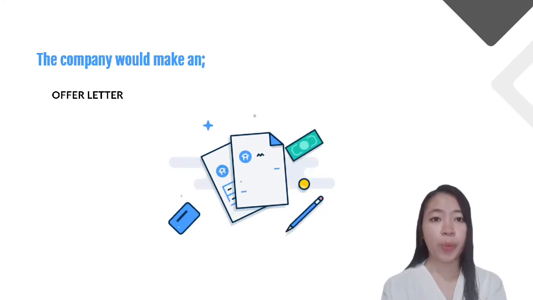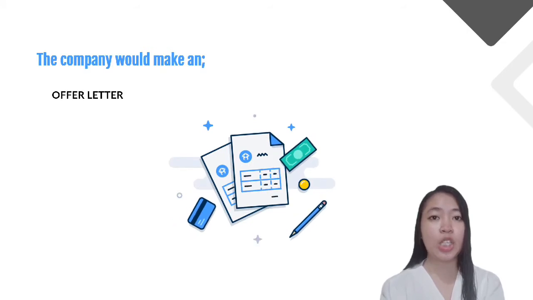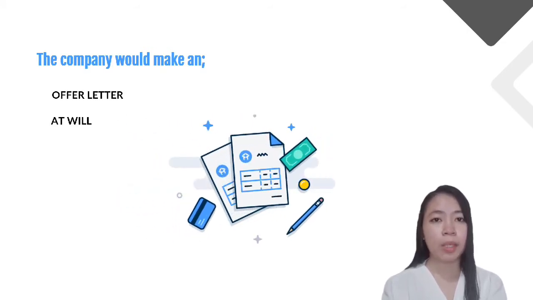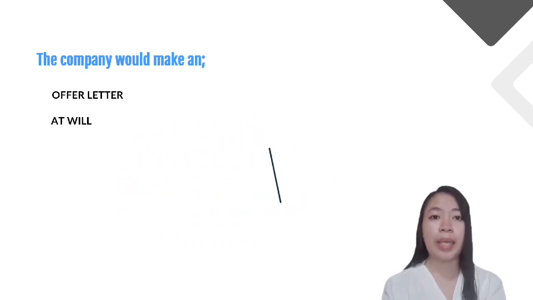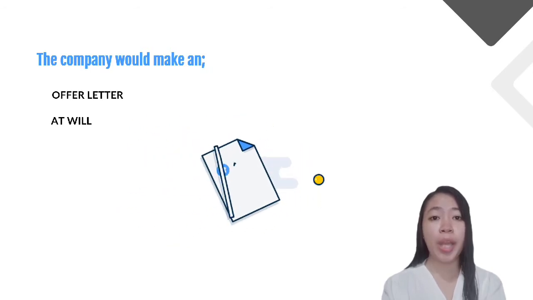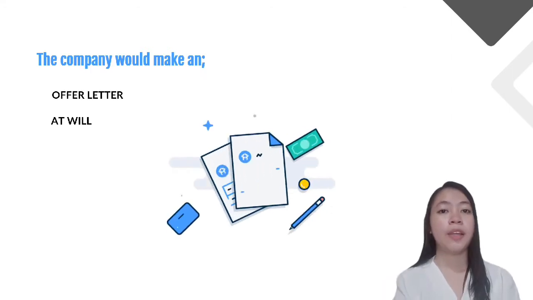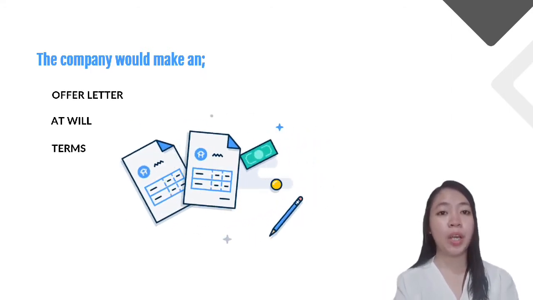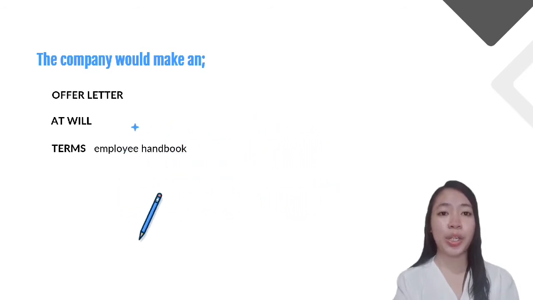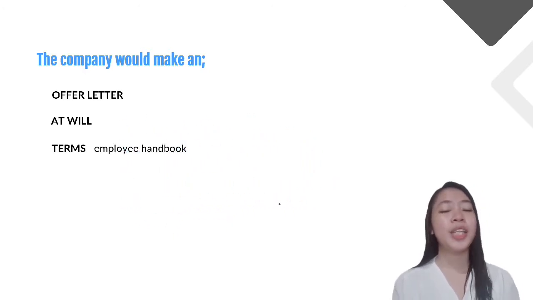The salary or wage associated with the position, as well as the start date, should be included in the offer letter. At will. Employers prefer employment to be at will. Therefore, the offers of employment should state whether or not employment at will is being offered. Terms. An employee handbook or other resources may be used in the employment offer and authoritative sources for the terms of the employment relationship.